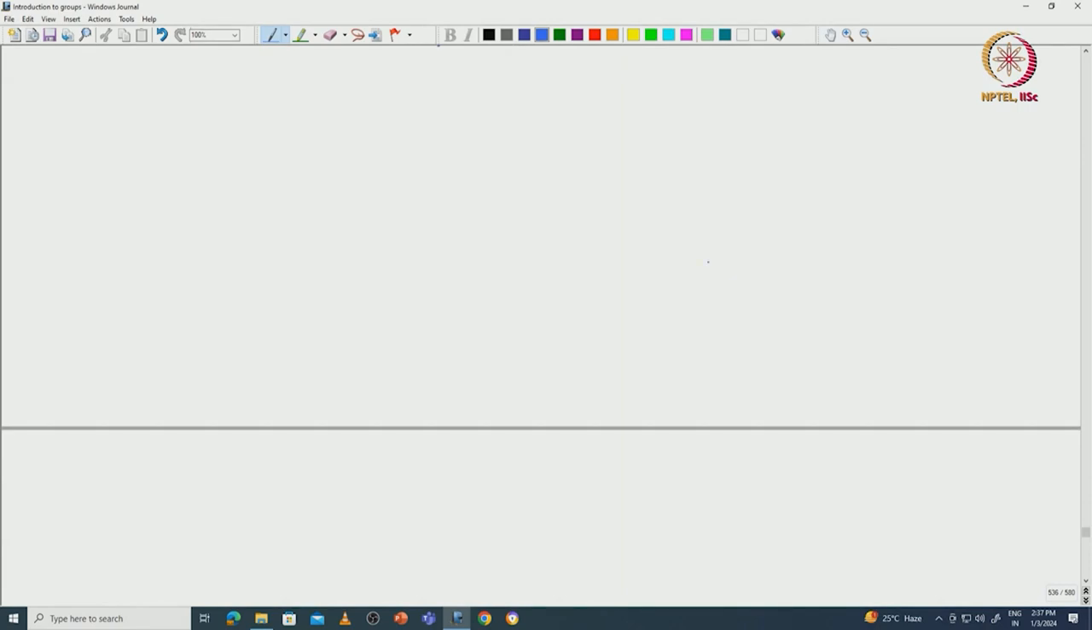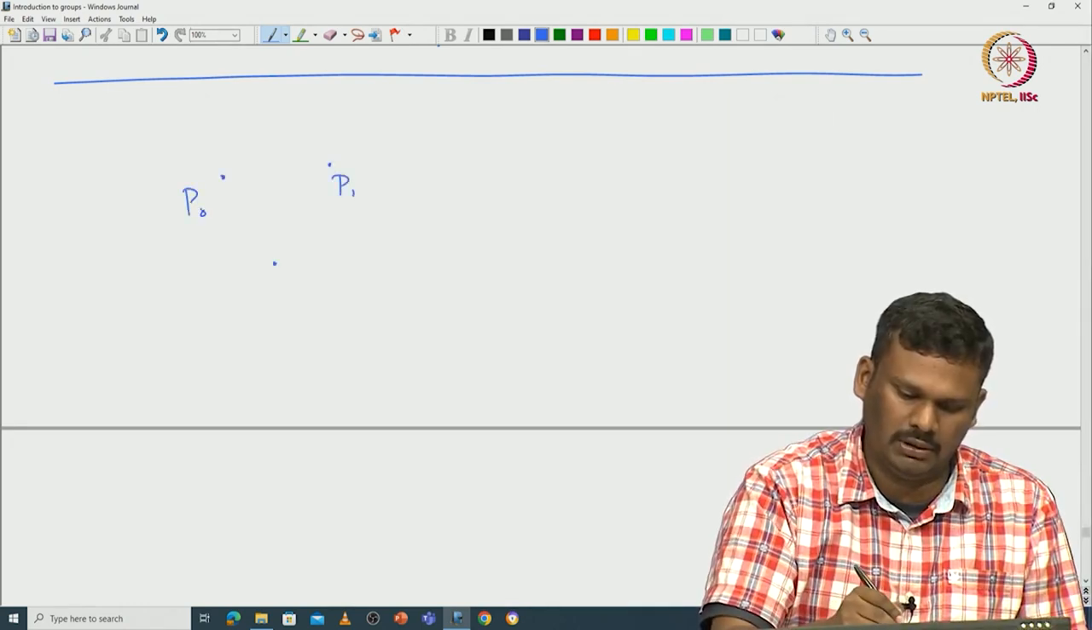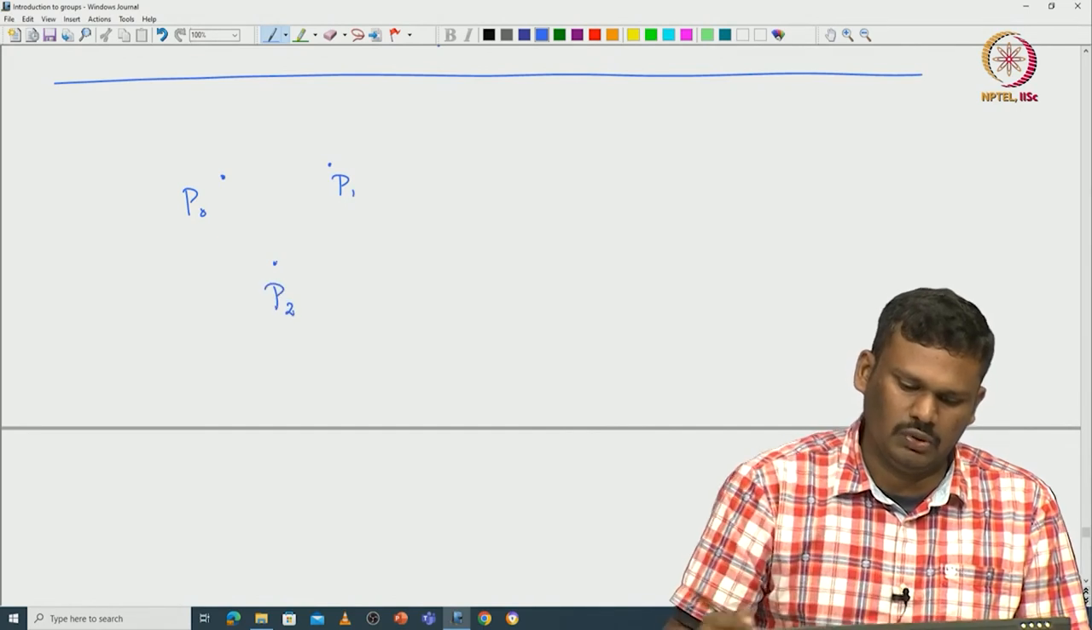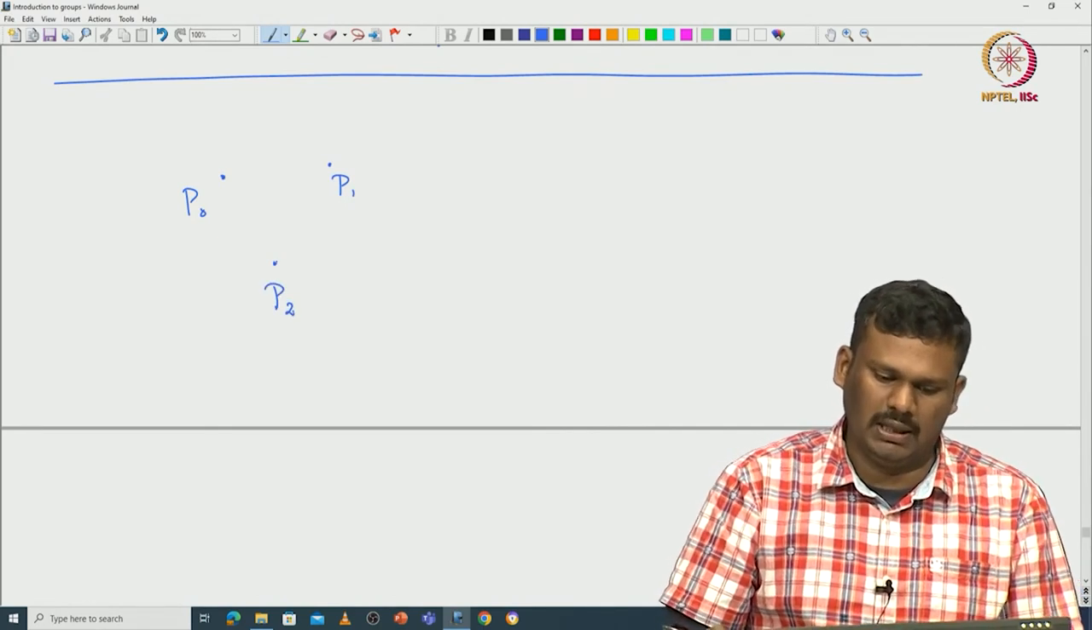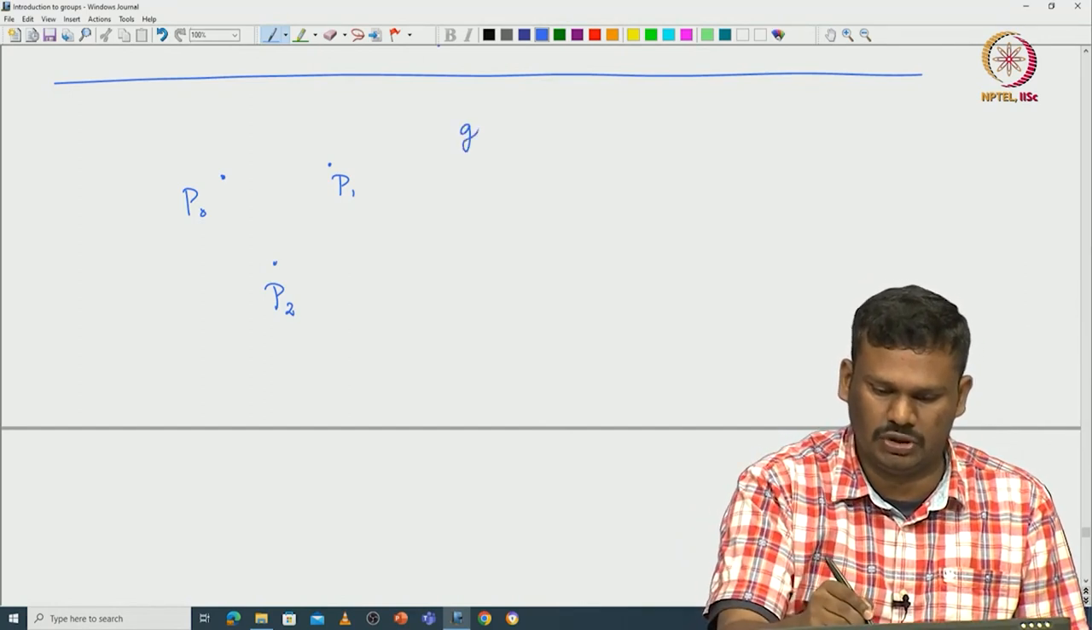That is something we will try to understand, but before that let me make one important observation. If you take 3 points in R2 which are in general position, what does it mean? That means they don't all lie on a line. You take 3 points, call them P0, P1 and P2, and assume that they don't lie on a single line. So they are in general position.